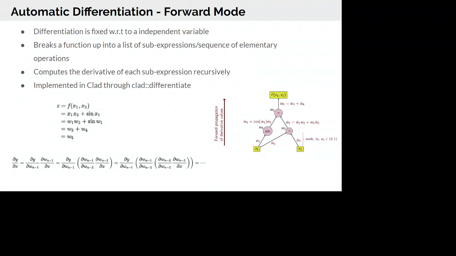In the example in the graphics below, say that you have a function z equals x1 times x2 plus sine x1, and you want to find the differential of it. You basically try to expand the differential on the right-hand side until you reach a sub-expression that represents an independent variable. And on the computational graph on the right, you can see the breakdown of the function onto sub-expressions. And the forward mode is implemented in CLAD through clad::differentiate.